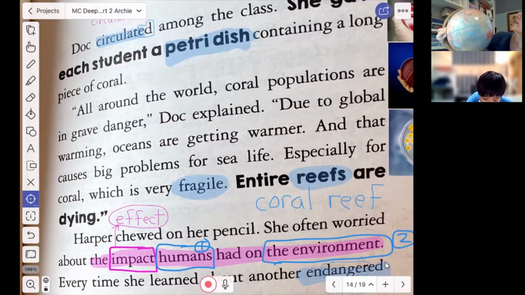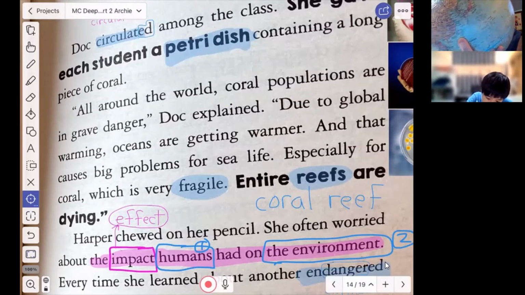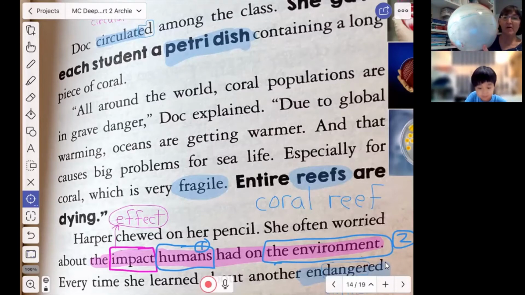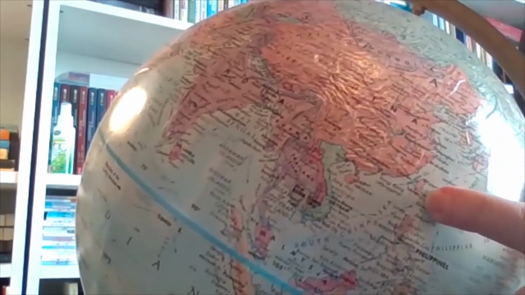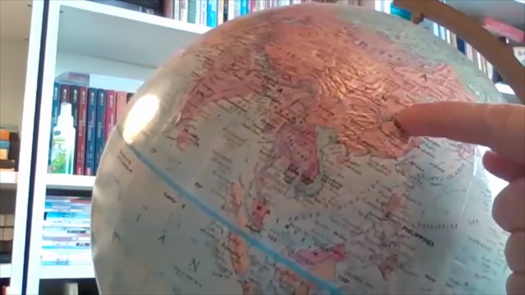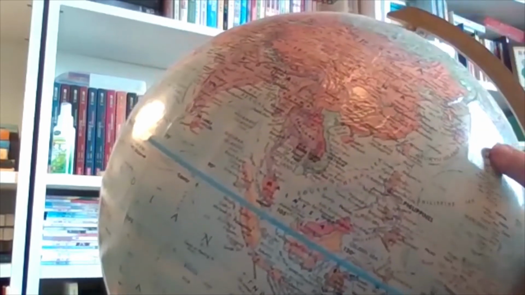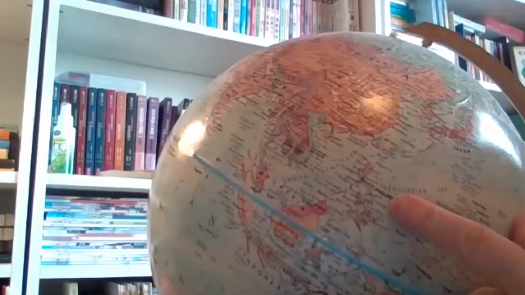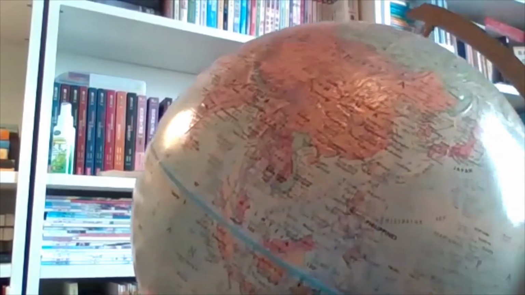Yeah, well, it's kind of a small country compared to the whole entire world, but all right, there it is. See? Yes, this is a globe, and it shows all the continents of the world. So here is Taiwan. Here's China. Here's Japan. Here are the Philippines.